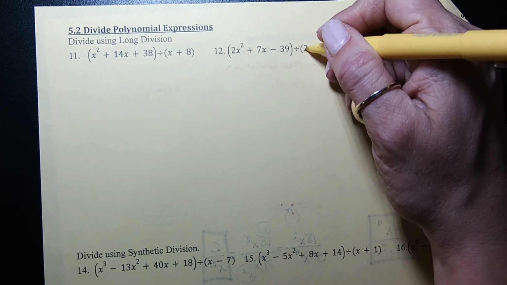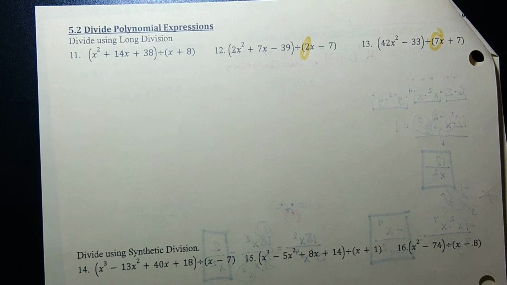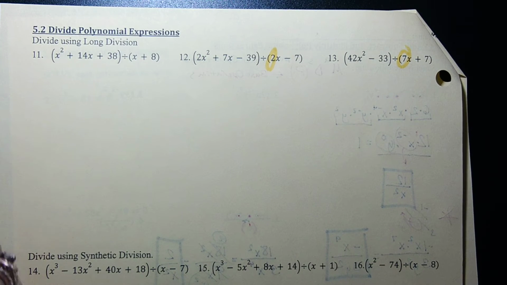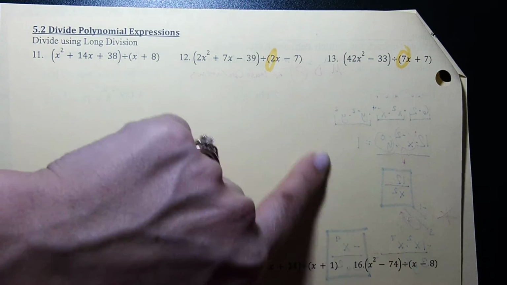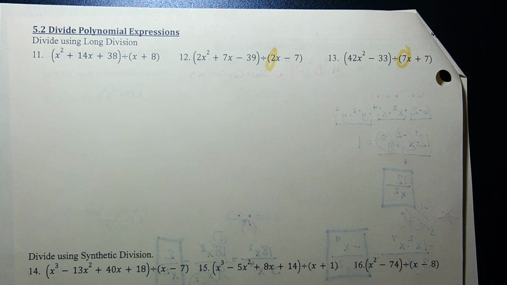So another warning, there are 2 problems that you won't be able to check with synthetic division. Our only limitation for synthetic is that we can only use it when the coefficient of the divisor's x is 1. So these 2 long division problems have a coefficient of 2 and 7. So you would not be able to check these using synthetic division. Long division is the only way to go on those.